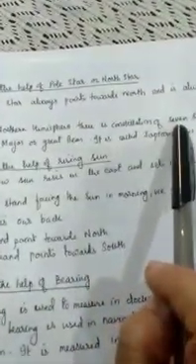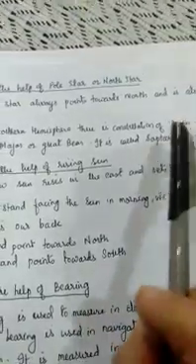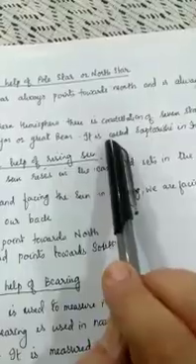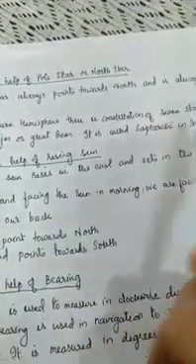Then with the help of the pole star. Pole star always points towards north and is always visible in the sky. In the northern hemisphere, there is a constellation of 7 stars known as Ursa Major or Great Bear. It is called Saptarishi in India.